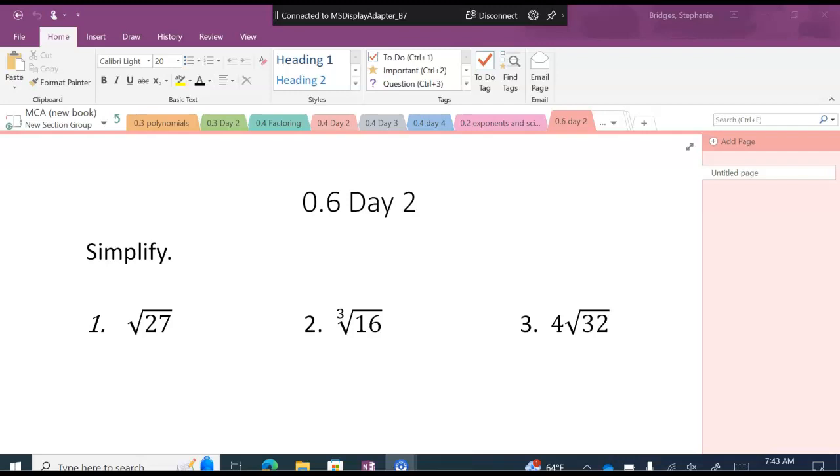What kind of root are we dealing with? Square root, cube root, or fourth root? Square root, okay? So I'm going to look on my list. This is where our list is really good. And we notice that 27 is not on our list, correct? So when we do this, we simplify. We want to make sure we get the largest perfect square out of this.